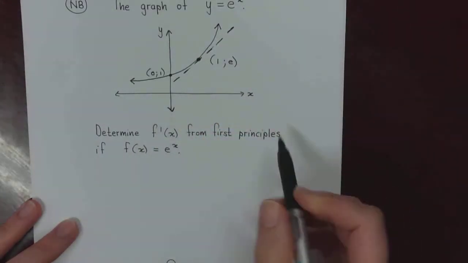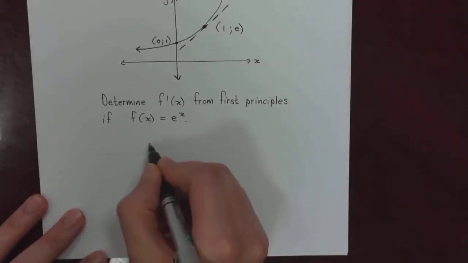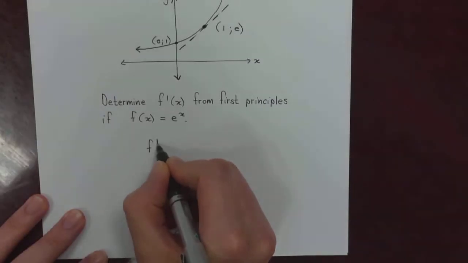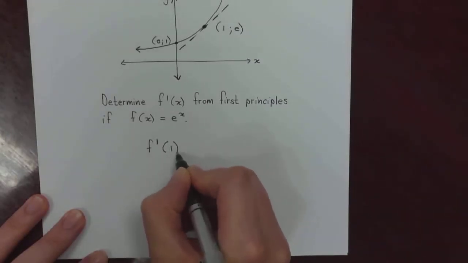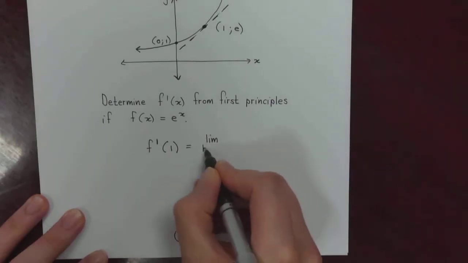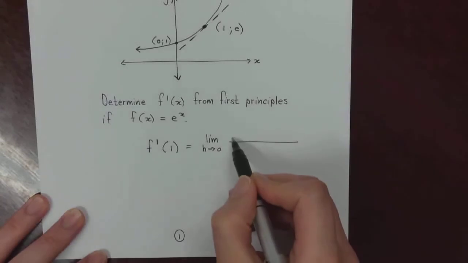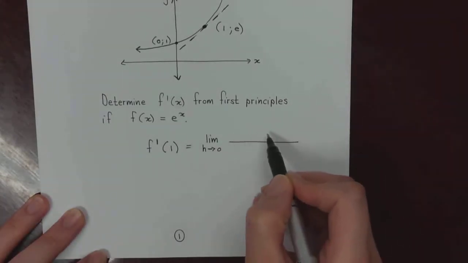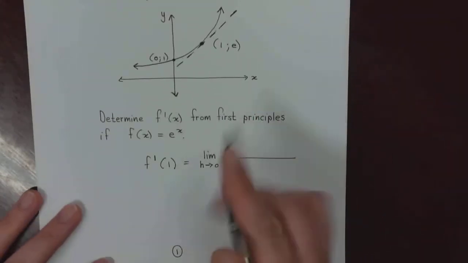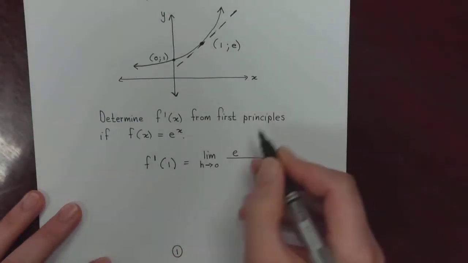In order to do that, I'm going to continue with this first principles problem. And I'm going to say, this is then the derivative where x is equal to 1, which is equal to the limit of h tending towards 0 of, and if you recall, it's the f of x plus h. So the f of x plus h, if f(x) is equal to e to the power of x, is going to be e to the power of 1 plus h.